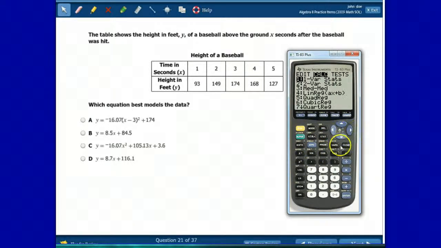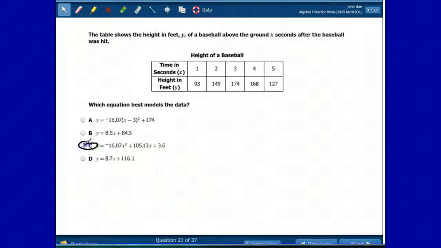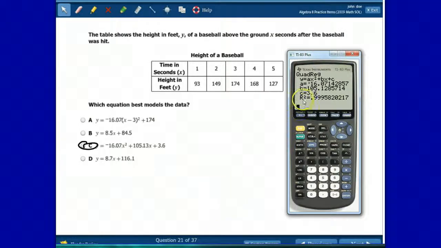Alright, so what we're going to do is hit Stat. We're going to look at the quadratic and see if that's better. So I'll pick number 5, hit Enter, and that one matches this guy right here. If you look at it, 0.9995, that's about as close to 1 as you're going to get. So that is telling you that the accuracy is really good. So that's what you want to go with. So 0.9995 is good, so I would pick C.